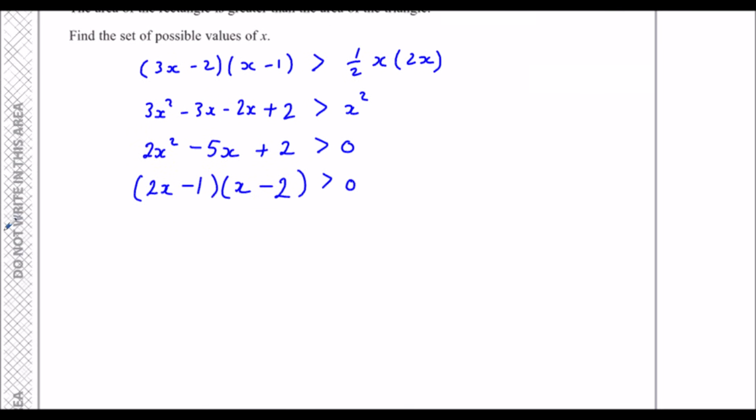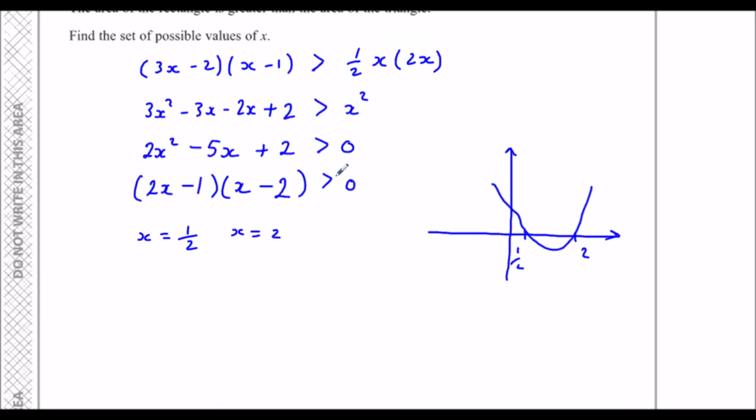So what do I have? Remember this is an inequality, so if it was equal to 0, I'll have x equals a half and x equals 2. But it's an inequality, so I want to know the points of the graph. So it crosses at half and 2. I want to know the parts of the graph bigger than 0. So where's it bigger than 0? That's above the x-axis. So x is less than half, or x is bigger than 2.